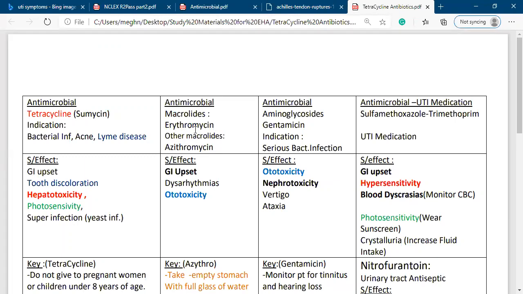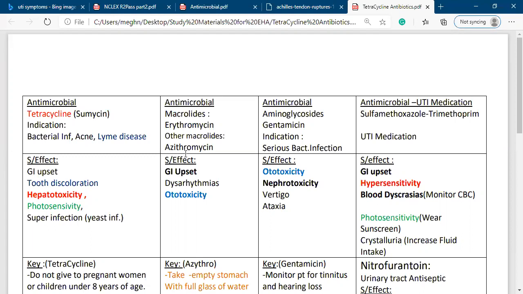So the indication of them is respiratory tract infection or bacterial infection. The mode of action of azithromycin, erythromycin, or macrolide is that they inhibit protein synthesis and slow the bacterial growth. When they slow the bacterial growth, it means they are bacteriostatic.